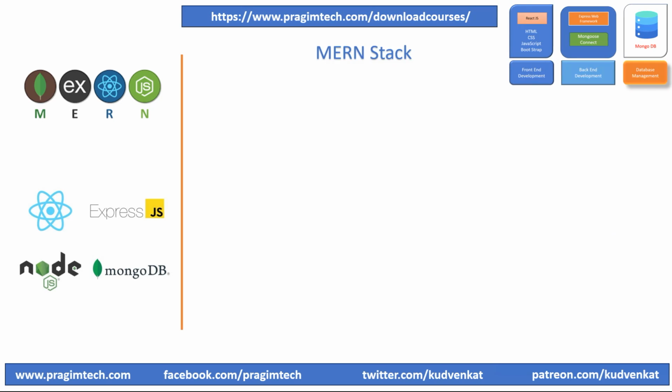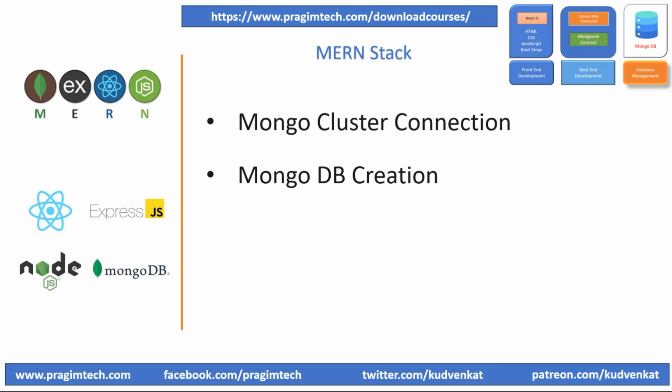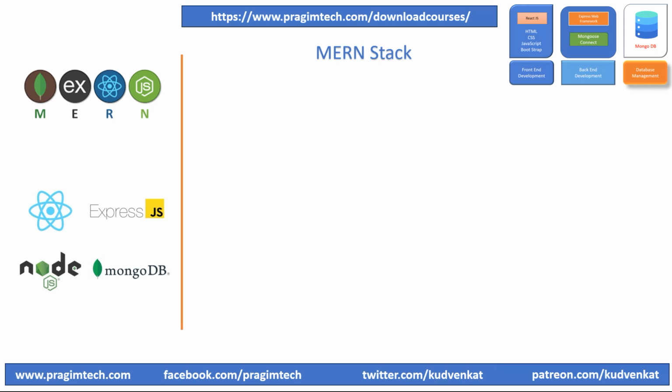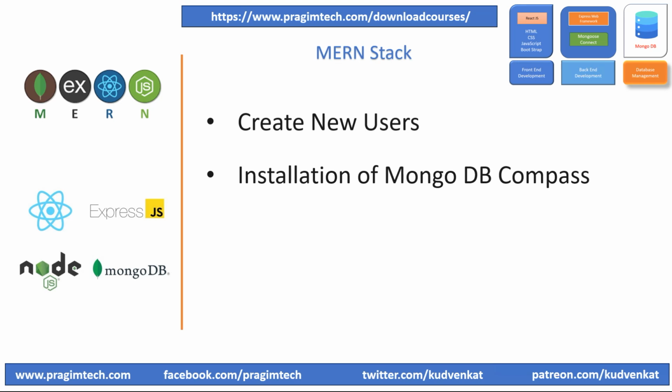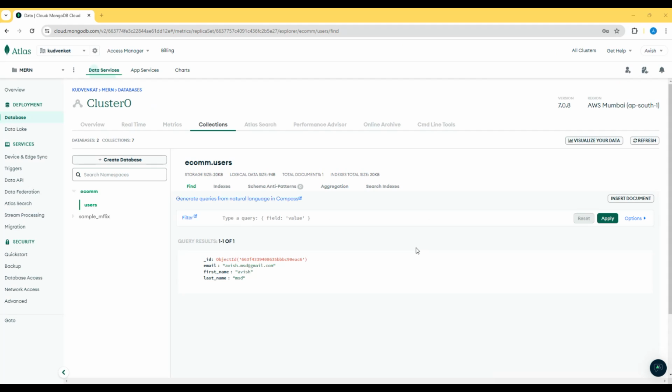In the previous session, we focused on creating a MongoDB cluster and we created a new database called ecom and created a collection called users under the database. In this session, we will add more records to the collection and we will explore the MongoDB Compass GUI tool for querying the collection. In the previous session, we also discussed that we will create more collection items under the ecom users collection.